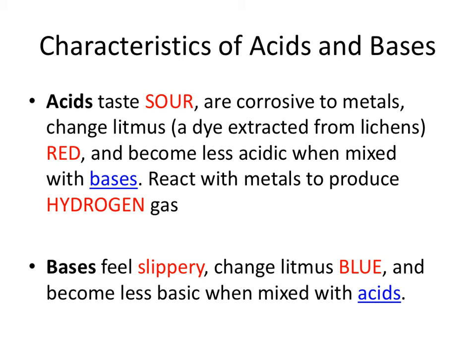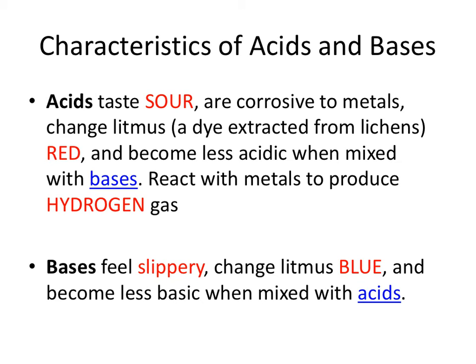The characteristics of acids and bases. Acids taste sour. They are corrosive to metals. They'll change litmus paper to red, so that you might have done in biology. Mostly in chemistry, we use pH paper, but more often than not, now we use a pH electrode, which measures the pH of the acid directly.